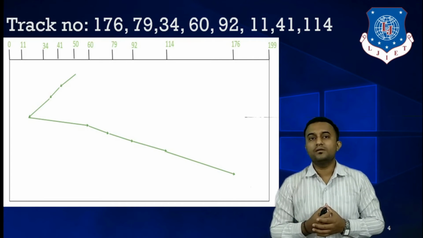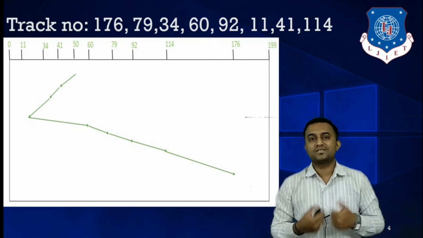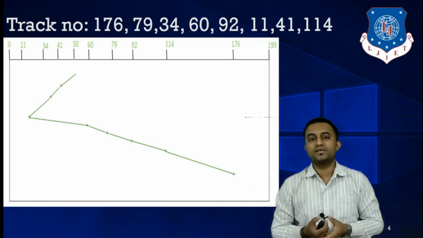Then the next request is 92. 92 minus 79 is again the smallest distance compared to the others. Once we reach 92, again the same logic is applied. Which one is smallest in terms of distance? 114. So 114 will be executed next.